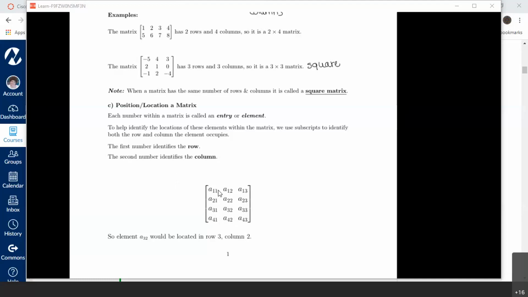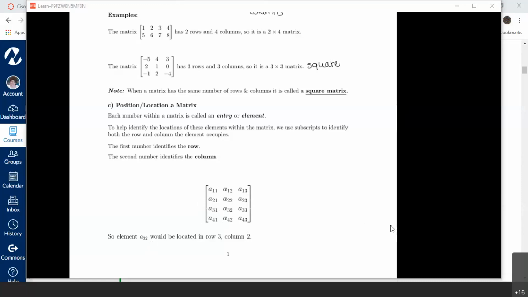And the second subscript tells you what column. So you'll notice here in the first column, the second number in the subscript is all 1. Here in the second column, the second subscript is a 2. And here in the third column, the subscript is a 3. So if you're talking about the element A sub 3,2, that would be in the third row in the second column. So here would be row 3, and here's column 2.